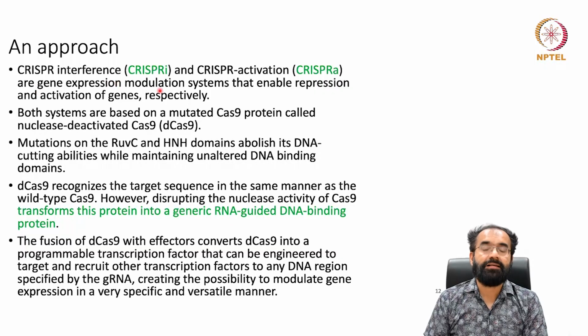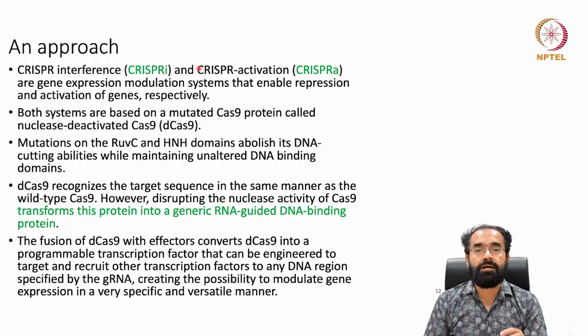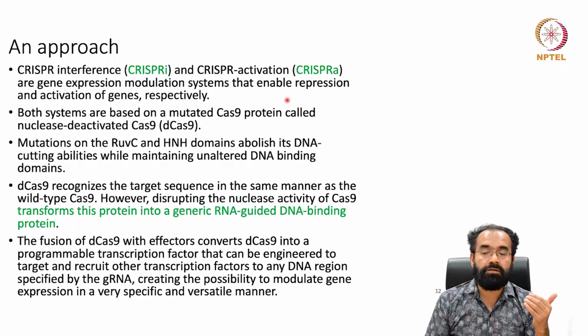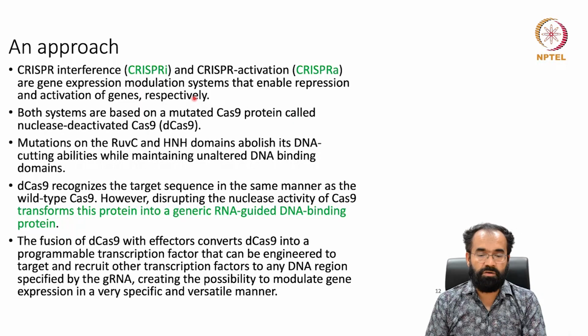CRISPR interference, known as CRISPRi, and CRISPR activation, known as CRISPRa. CRISPRi is interference, CRISPRa is activation. These are gene expression modulation systems that enable the repression or activation of genes. Either you can do repression or interference, or activation or upregulation.